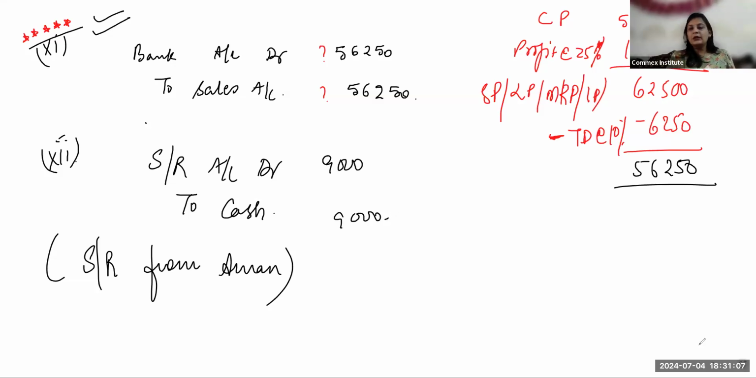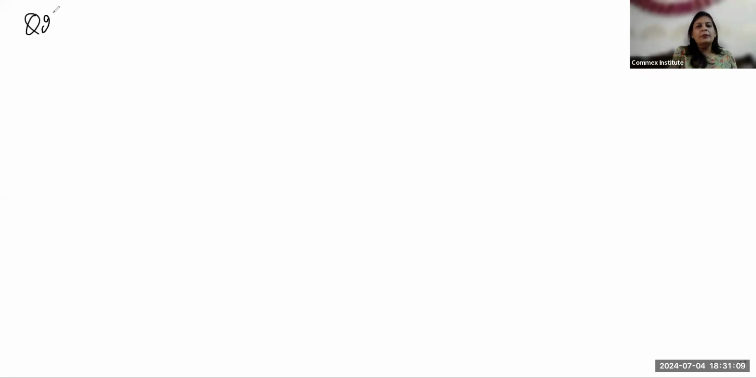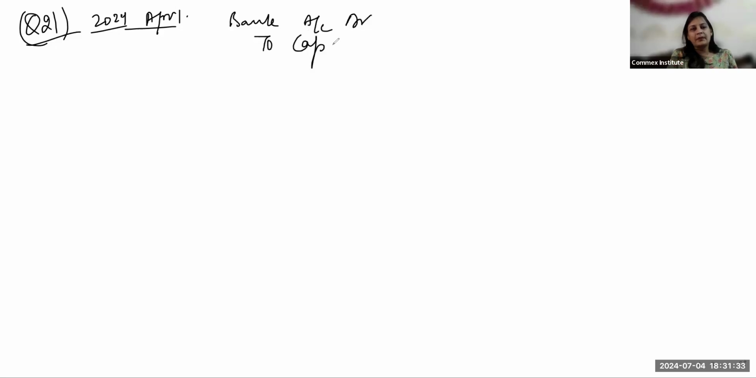Come to question number 21 quickly. Now we'll go a bit faster. Okay, Kavya, the first transaction, 2024, April 1. Suresh paid in bank as capital. So it'll be bank account debit to capital. 60,000 and 60,000.